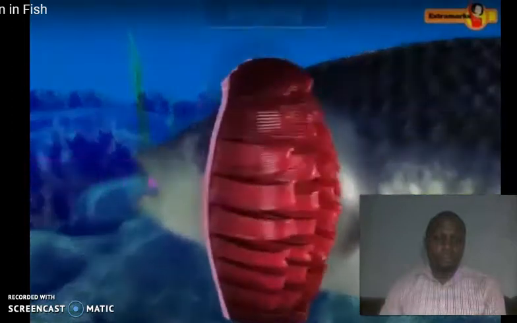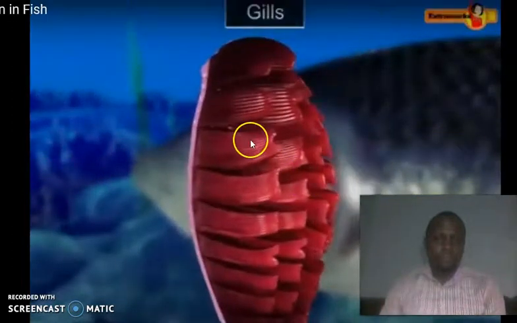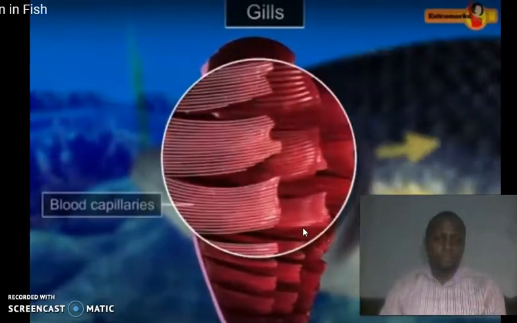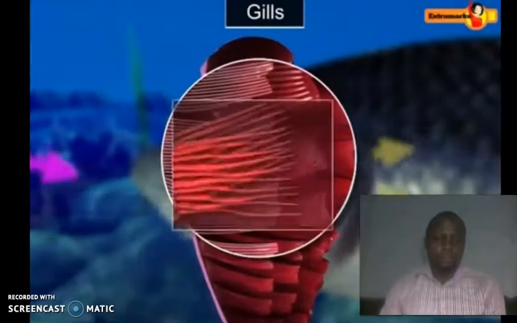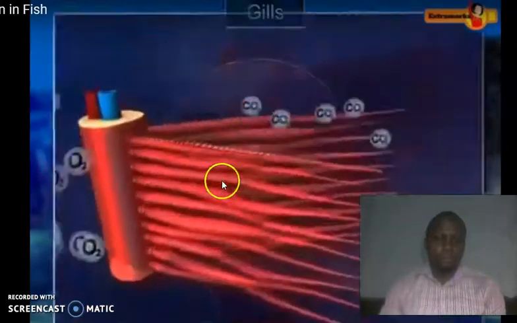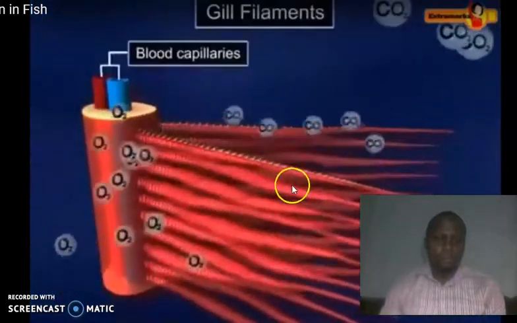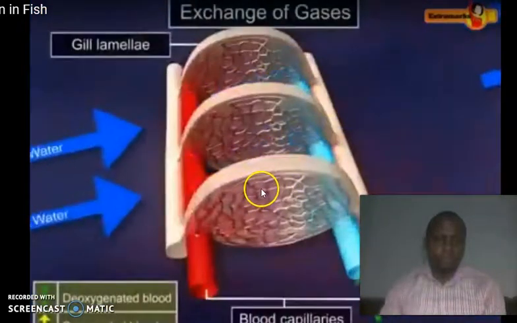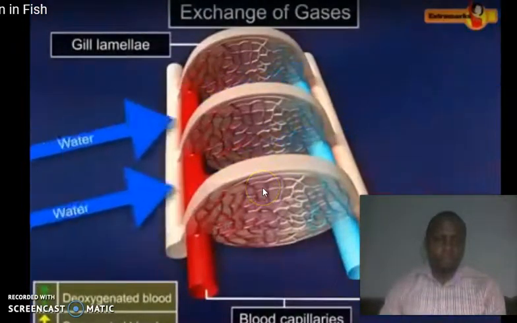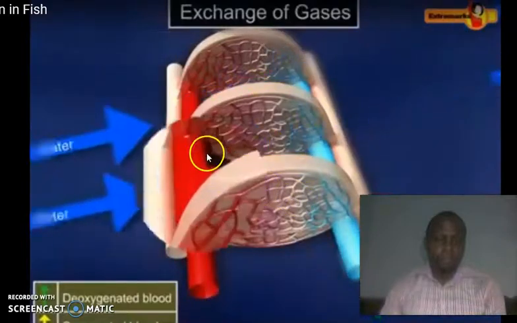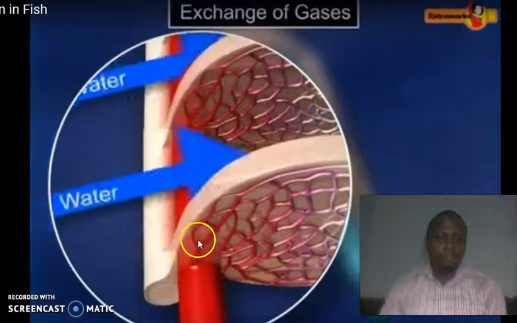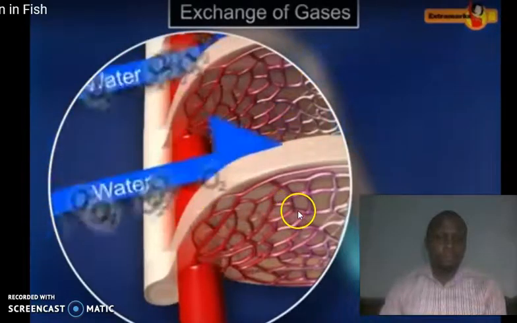The color of the gills is dark red or brownish red because of the presence of a large number of blood capillaries in it. These capillaries come in close contact with the current of water across the gills. Blood absorbs the dissolved oxygen from the water by diffusion. The unique structure of the gills ensures that they absorb most of the oxygen dissolved in the water that is passing between them.